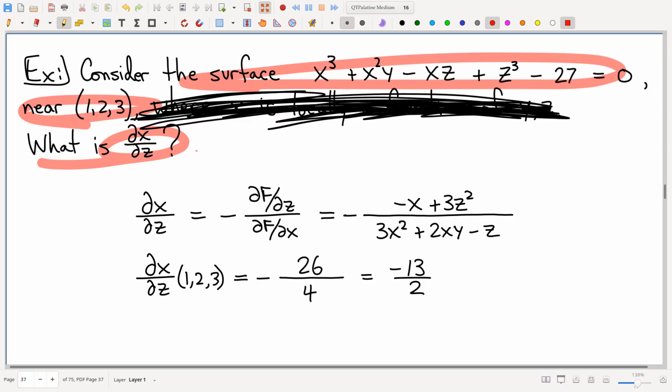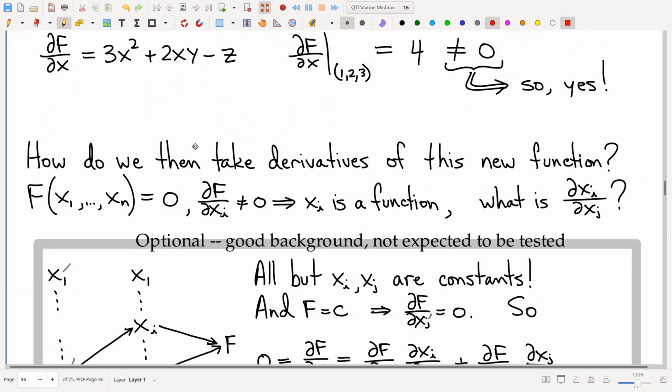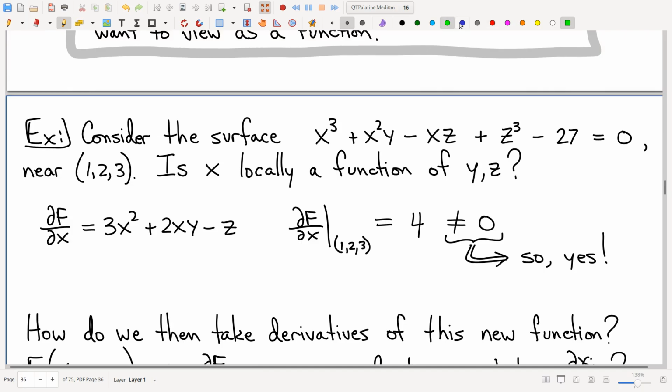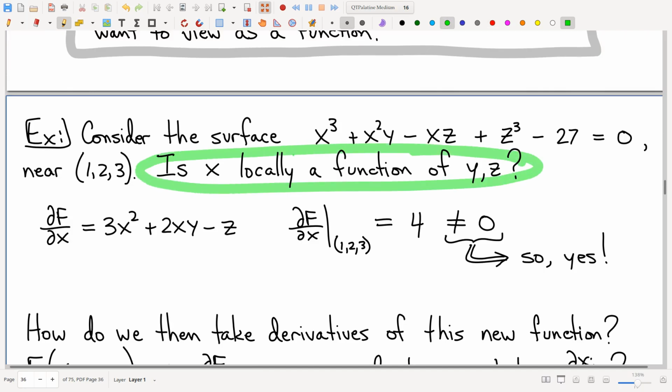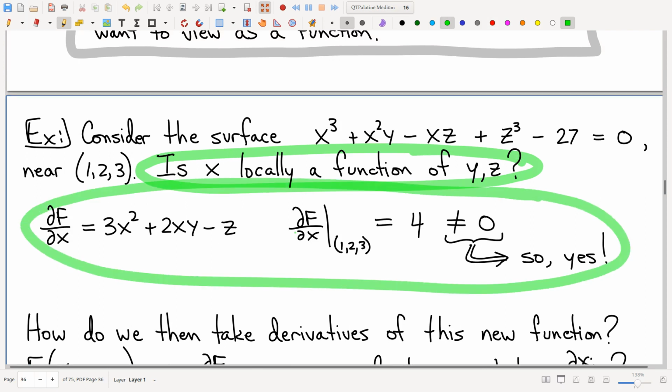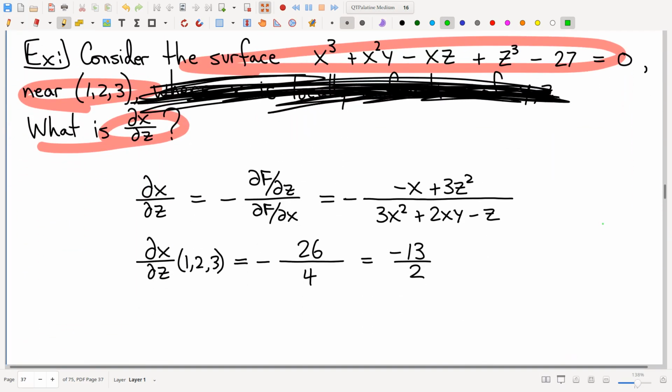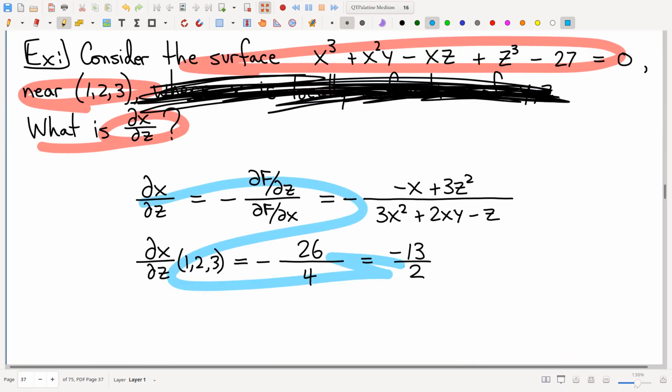So if I'm supposed to take a derivative of x, I better figure out and establish that x is actually a function first. And so the very first thing you would do is you would write, is x locally a function of y and z? This thing you want me to take a derivative of? And then you would apply the implicit function theorem by taking that partial, observing that it's not 0, and therefore, yes, x is a function. And then, having written all of that down, you would then do this calculation like that.